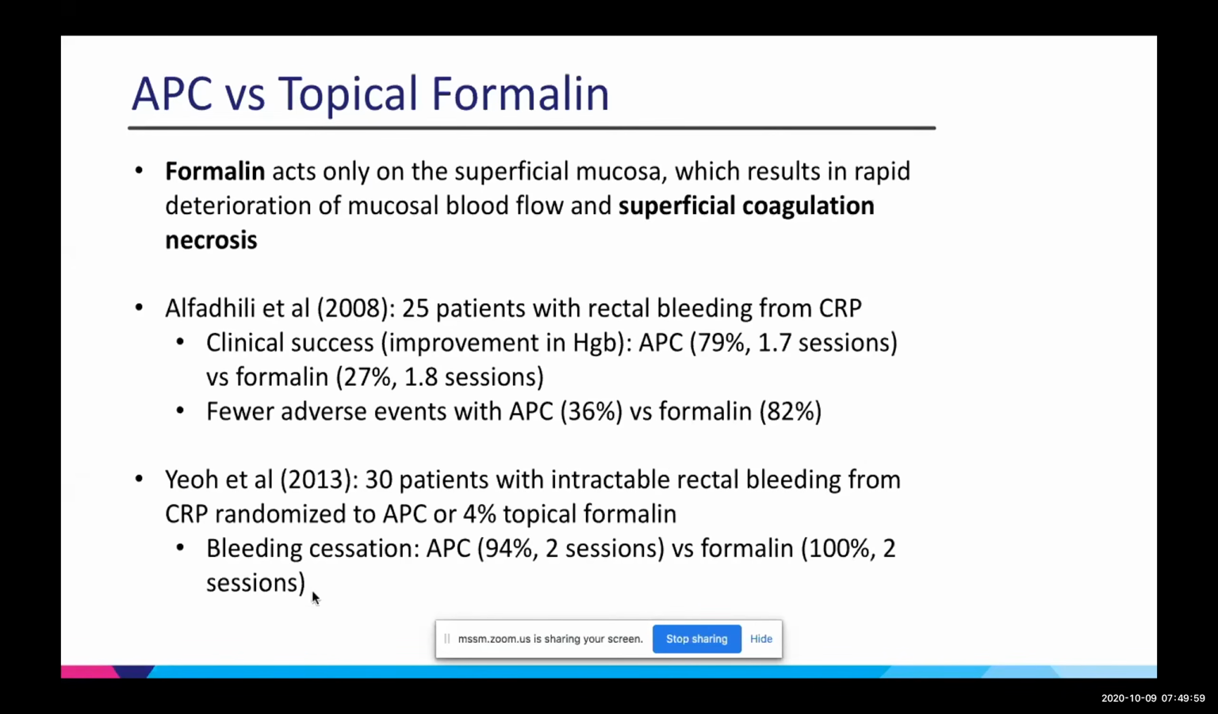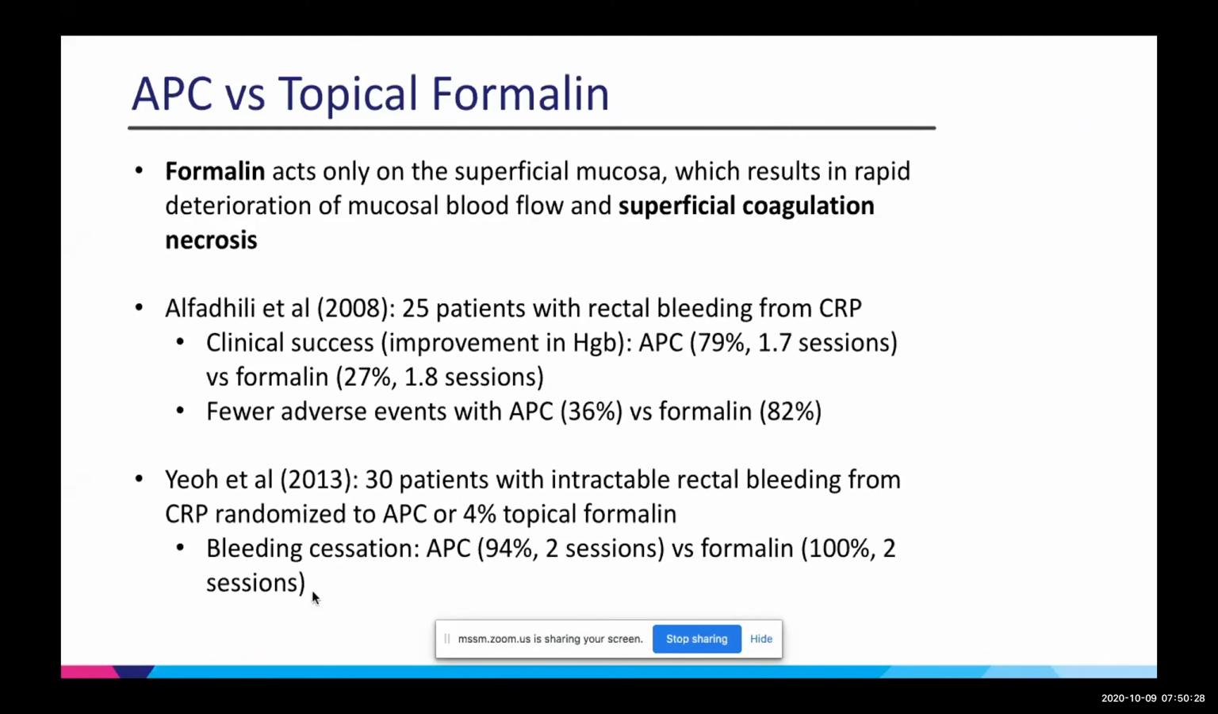Formalin is another intervention in the treatment of radiation proctopathy, and it can be applied endoscopically or instilled by our surgical colleagues. It acts only on the superficial mucosa, resulting in rapid deterioration of mucosal blood flow and coagulation necrosis. Several small studies have demonstrated an improvement in bleeding with formalin application. However, there are only 2 studies that directly compared the effectiveness of APC with topical formalin.